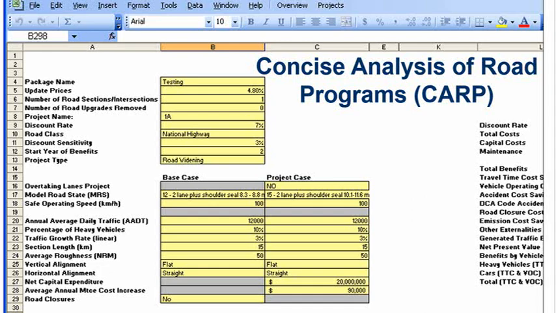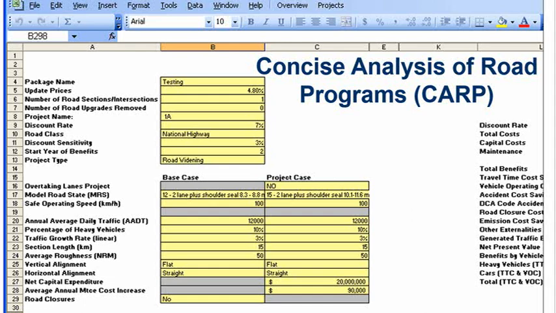So let's take a quick look at the model that I developed. I call this model CARP, which is a Concise Analysis of Road Programs model. It can also be applied to projects. In many cases it's a combination of the two, because the model is split into two parts. The first part deals with projects, and the second part combines the projects within a program. Bear in mind, we need to recognize the interrelatedness between the projects, so that feeds into each of the various pages at the time of this model.